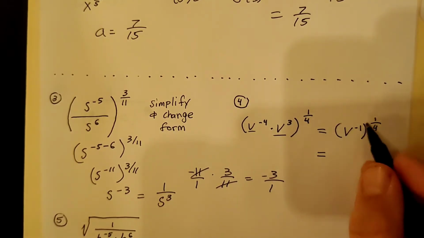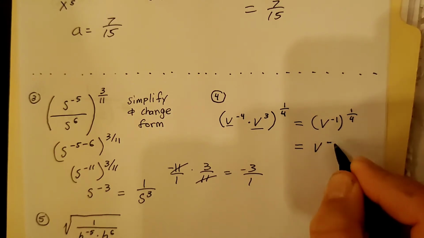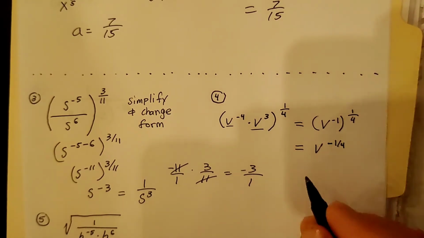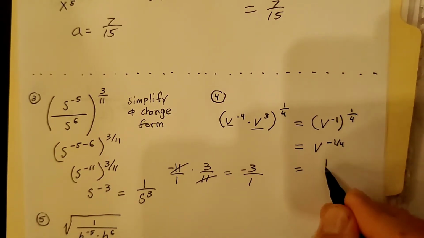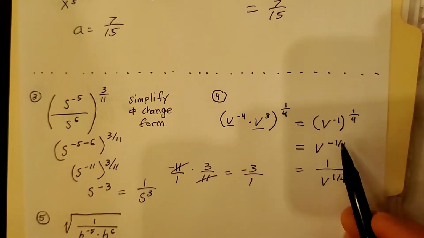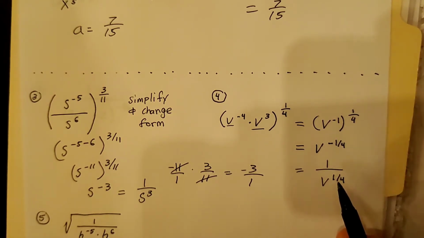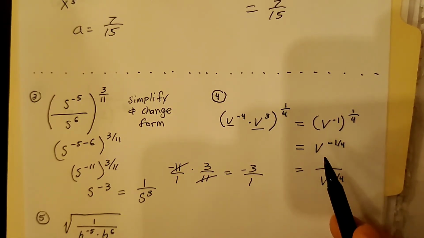Alright, so now that's easy enough to multiply, right? -1 times 1/4 is just -1/4. Alright, so make it happy. So 1 over v to the +1/4. All I did there, y'all, was make it happy by bringing it from the numerator to the denominator and leaving that placeholder 1.